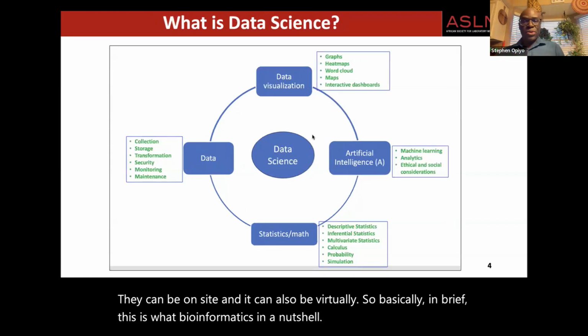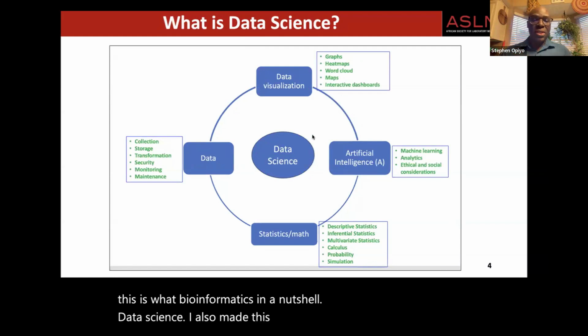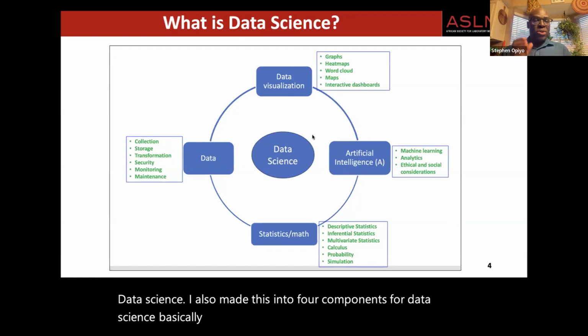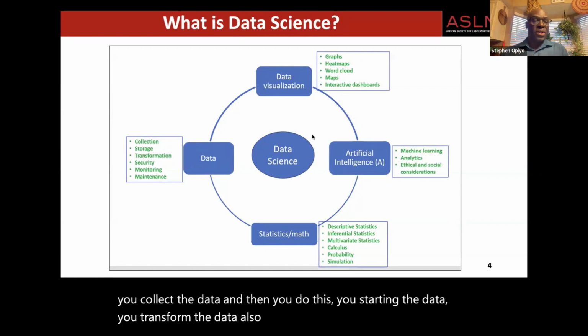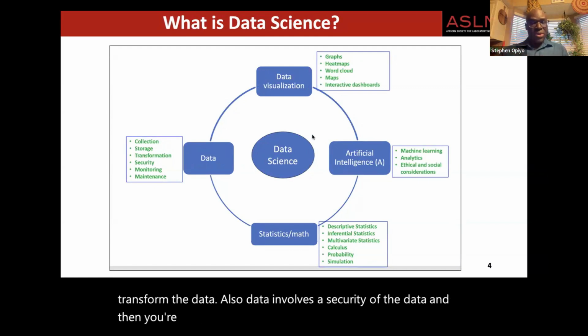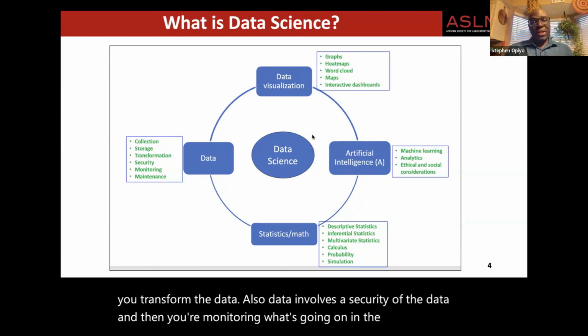Data science, I also made this into 4 components. But data science basically starts with data. So under data, you have the collection, you collect the data, and then you store the data, you transform the data. Also, data involves the security of the data, and then you're monitoring what's going on in the data. And then of course, maintain the data.